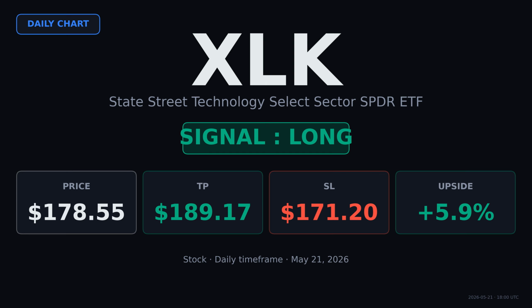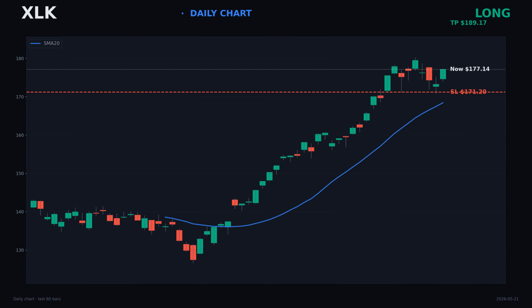For reference, price is 178.55, modeled target is 189.17, that's plus 5.9%. Okay, let's look at the chart. We're on the daily time frame, last 60 bars. Price action is in an uptrend of strong strength. That's our primary directional bias right out of the gate.